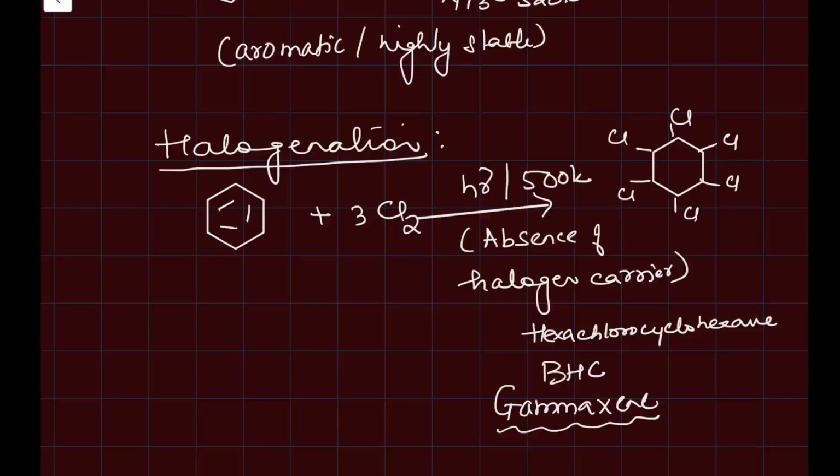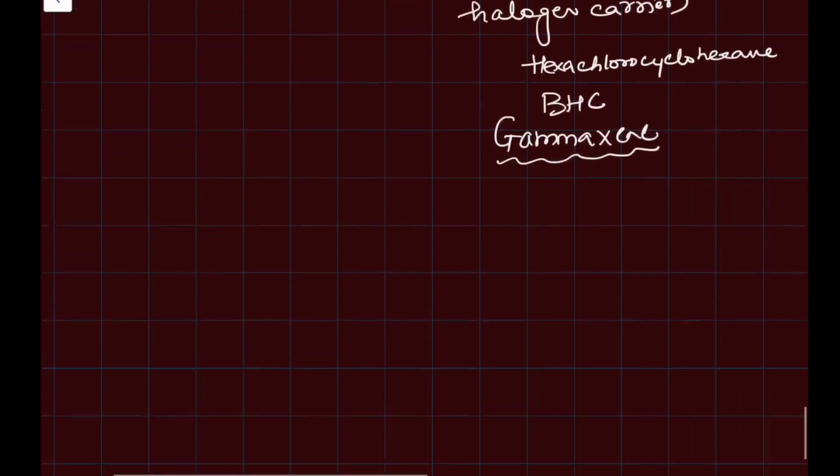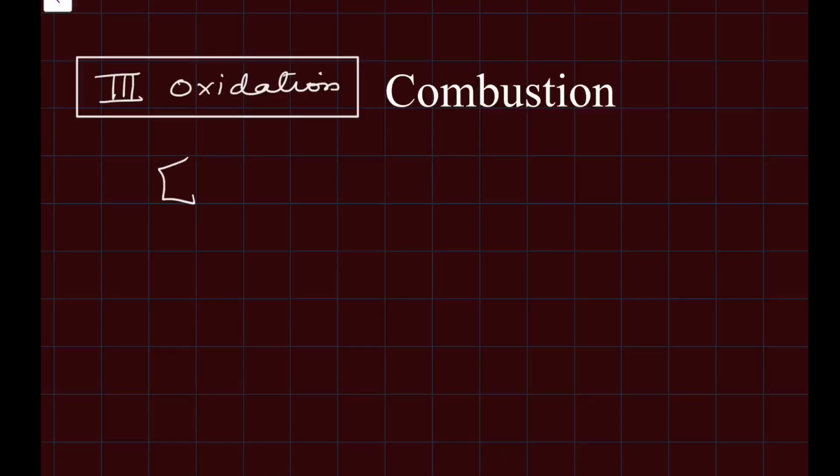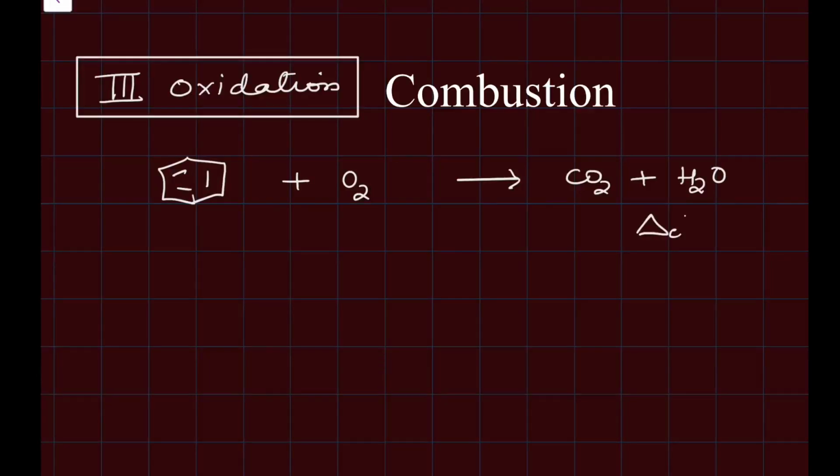There is no benzene. It is cyclohexane, but it is named benzene because it is formed by addition on benzene. Now, combustion. When you take benzene under very high temperature and pressure, what you get is carbon dioxide and water, and the enthalpy of combustion is something like minus 3000 kilojoule per mole, very high.